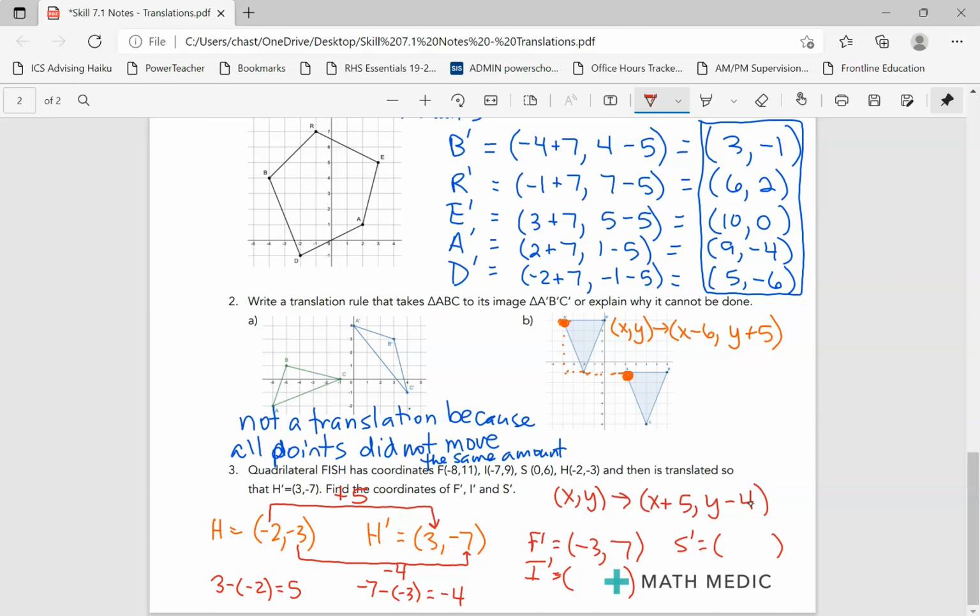For I prime, I had the ordered pair -7, 9, so -7 plus 5 makes -2, and 9 minus 4 gives us 5. And then for S was 0, 6. 0 plus 5 is 5. 6 minus 4 is 2. And that's going to be our coordinates for the new values.